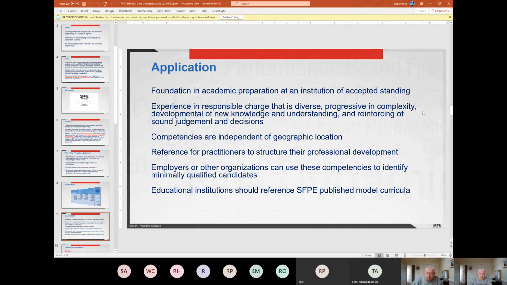It also allows for a reference for practitioners to structure their professional development. So those of us that are fire protection engineers or working towards our own credentialing, or maybe you're looking to specialize in a certain area, it can provide additional references to structure your or our development. Employers or other organizations can also use this document to at least identify minimally qualified candidates they're looking to hire to work in certain areas and specialties. In a lot of cases, folks hiring fire protection engineers just know it as someone working in fire protection without an understanding of what all the aspects are. This helps them identify some of the minimum qualities they might look for. Educational institutions might reference this, but they should by and far go back to the SFPE published higher education model curricula that's out there. Next slide.